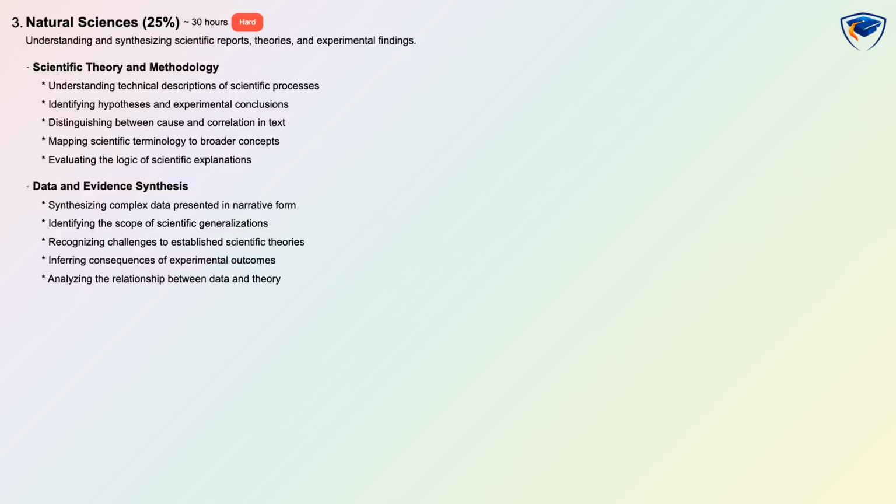Natural sciences is 25% and emphasizes understanding and synthesis of scientific reports, theories, and experimental findings. Difficulty is hard, the assessment is scenario-based, and the suggested study time is 30 hours. You will learn to parse technical descriptions of scientific processes, identify hypotheses and conclusions, and distinguish cause from correlation as presented in text, while mapping scientific terminology to broader concepts and evaluating the logic of scientific explanations.